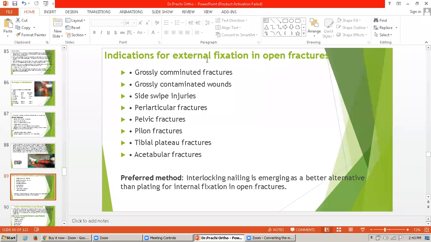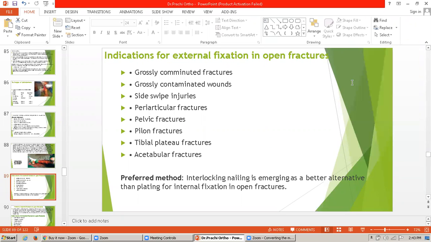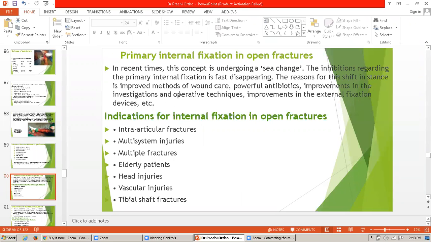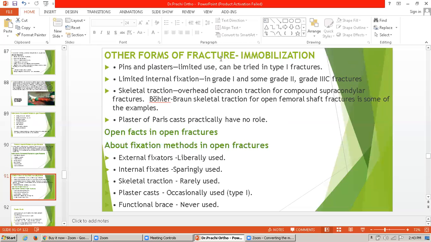Then indication for external fixation in open fracture. Primary internal fixation in open fracture and indication for internal fixation in open fracture. Other forms of the fractures, that is immobilization, and about the fixation methods in open fracture.